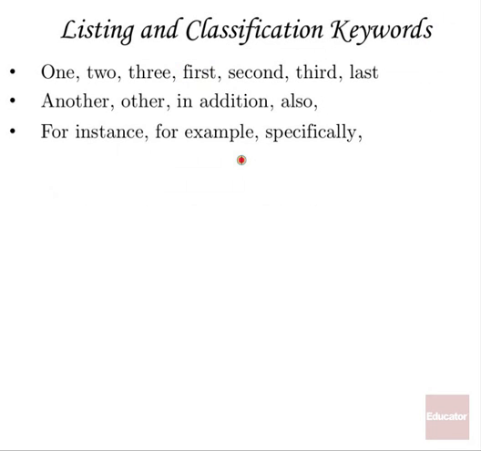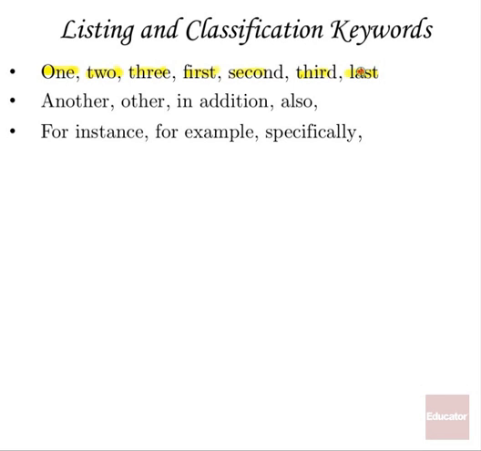For major supporting details, pretty much any number is going to be your keyword: 1, 2, 3, first, second, third, last. In my thesis, I might say something like several, or many, or there are 4, or there are 3. Those are examples that, hey, we're going to get a listing.